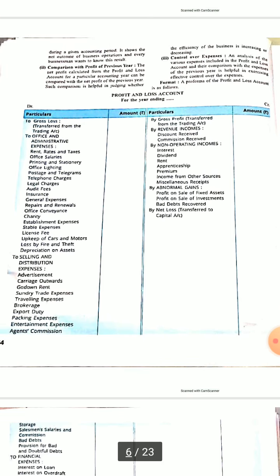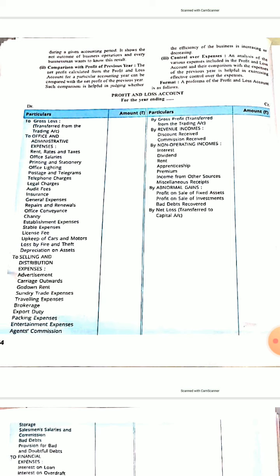Again, on the credit side of PL, which amounts are entered? At first you should write by gross profit, if there is a gross profit, and other revenue incomes are written here. Sometimes operating incomes are there, like discount received, commission received. All these are revenue incomes which are earned in the course of business, and other non-operating incomes are those not related with business, like interest on a loan given to anybody. That is not the business of the firm.